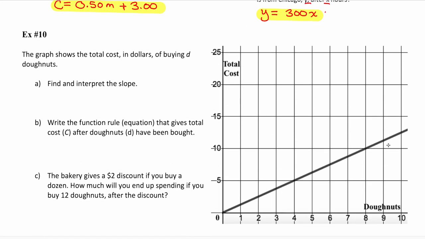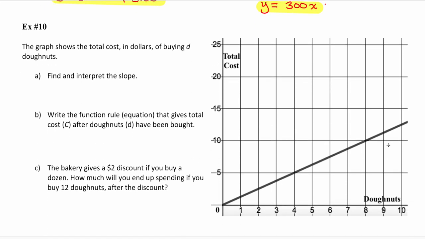Example 10 is using a scenario and a graph. It says the graph shows the total cost in dollars of buying D donuts. We can see that the donuts is your x-axis, so that is the independent, and the total cost is your y-axis, which is the dependent. Part A asks us to find and interpret the slope. Slope is our m, which is our rate of change, which is change in y over change in x.